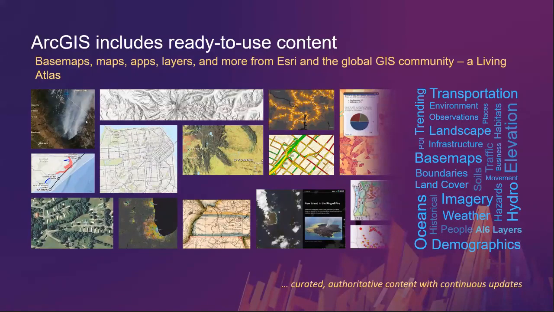So just to get us started at a high level, ArcGIS includes ready-to-use content. That ready-to-use content is ArcGIS Living Atlas of the world. It's the foremost collection of worldwide geographic information from both Esri and from the global GIS community. This community includes all types of organizations: federal, state, and county governments, cities, environmental groups, universities, and even private companies. It's very much a living atlas. Indeed, some of the content is even live. All of it is curated, authoritative, and continually updated.